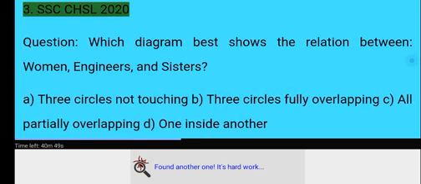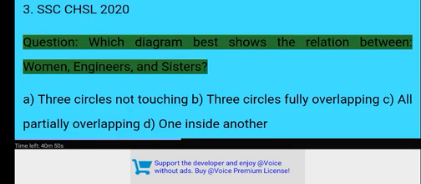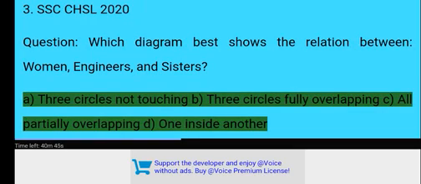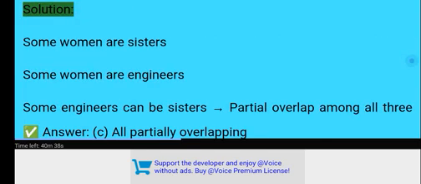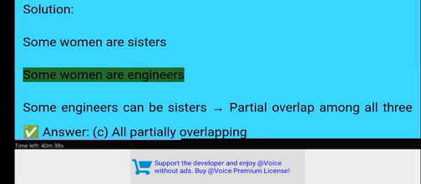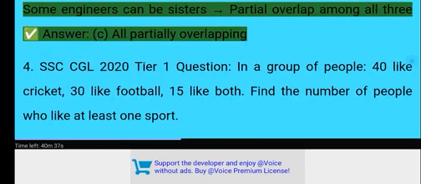3. SSC CHSL 2020. Question: which diagram best shows the relation between women, engineers, and sisters? A. 3 circles not touching. B. 3 circles fully overlapping. C. All partially overlapping. D. One inside another. Solution: some women are sisters. Some women are engineers. Some engineers can be sisters. So partial overlap among all 3. Answer: C. All partially overlapping.